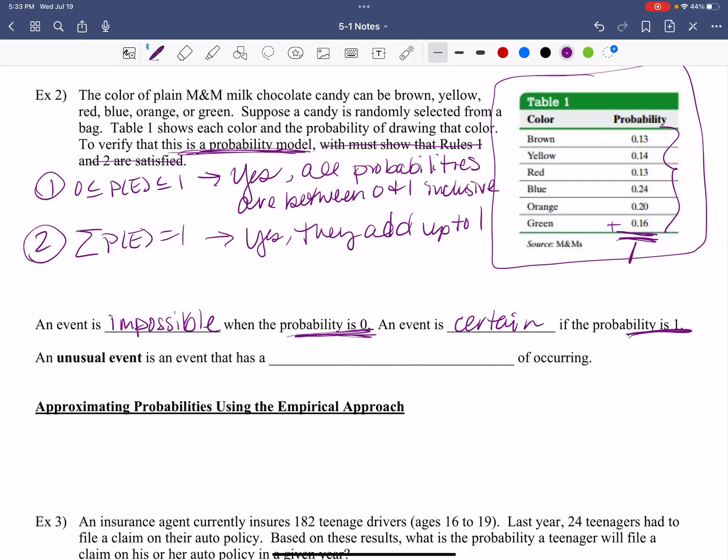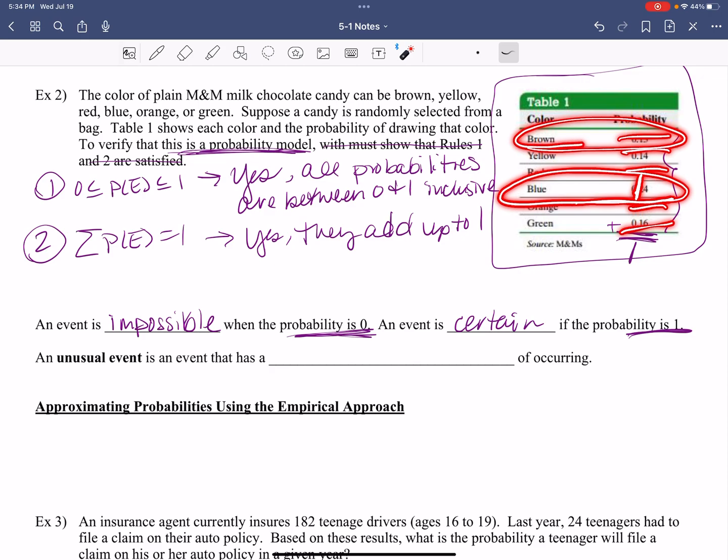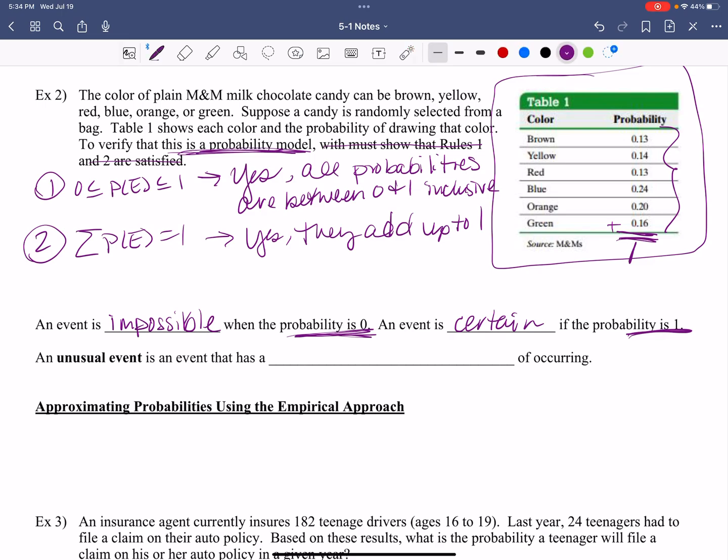If this had been a whole bag of blue M&Ms and this probability was a 1 here, all of these would be 0. You are certain, if you have a bag of blue M&Ms, to pull a blue M&M. It would be impossible to pull a brown M&M from something that's all blue. See what's going down there? Nice. Okay. Then you have an unusual event.